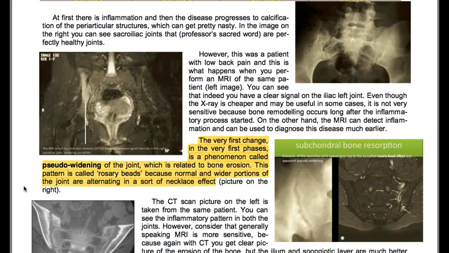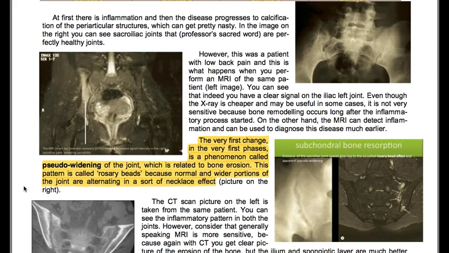However, this was a patient with low back pain, and this is what happens when you perform an MRI of the same patient. You can see that indeed you have a clear signal of the left iliac joint. Even though the X-ray is cheaper and may be useful in some cases, it's not very sensitive because bone remodeling occurs long after the inflammatory process started. On the other hand, the MRI can detect inflammation and can be used to diagnose this disease much earlier.